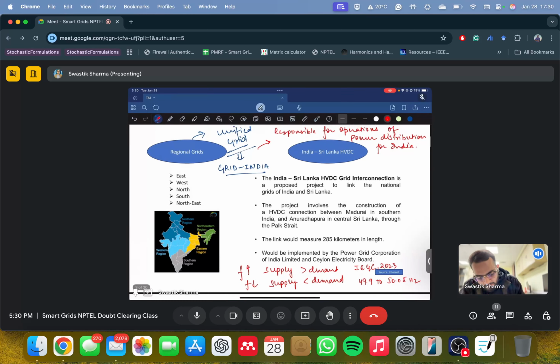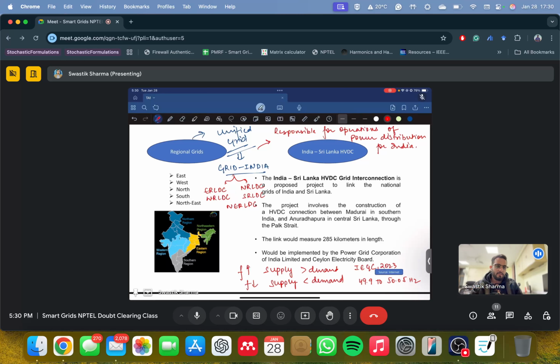So Grid India manages in itself 5 regional grids. It's called the Eastern Region Load Dispatch Center. Then we have the Western Region Load Dispatch Center, the North Region Load Dispatch Center and the South Region Load Dispatch Center, and one more, NERLDC. Right? So Grid India's role is to coordinate, because these are subsidiaries under it, they come under the same umbrella.